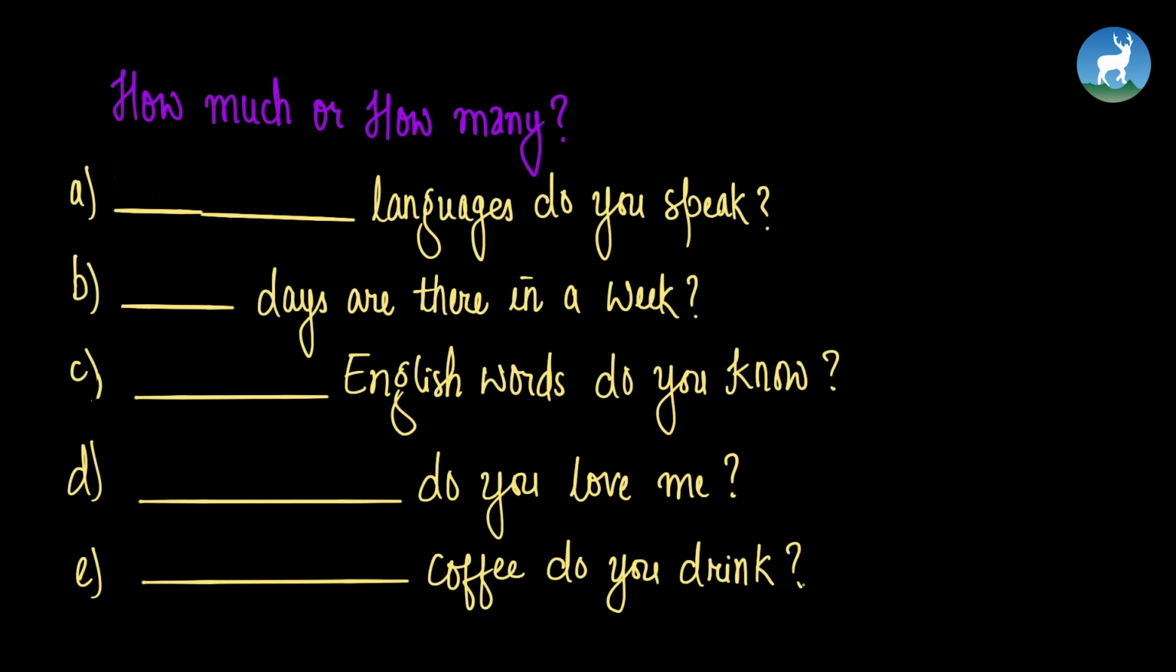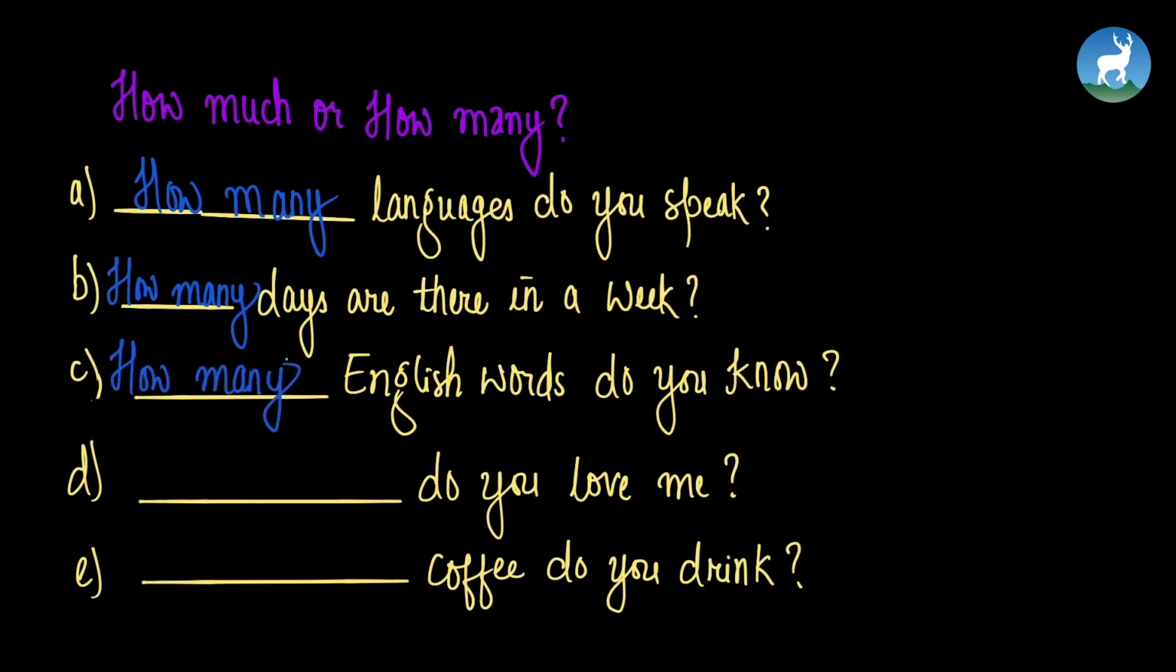Alright kids, here are some blanks given, and in the blanks we need to fill in how much or how many according to the appropriate nouns. Number A, dash languages do you speak? Can you count the number of languages? Yes. So for the countable nouns we use how many. For all the countable things we use many, right? Dash days are there in a week? Again, we can count the number of days, so we write how many days are there in a week. Dash English words do you know? Can you count words? Of course we can. Again, the answer is how many.